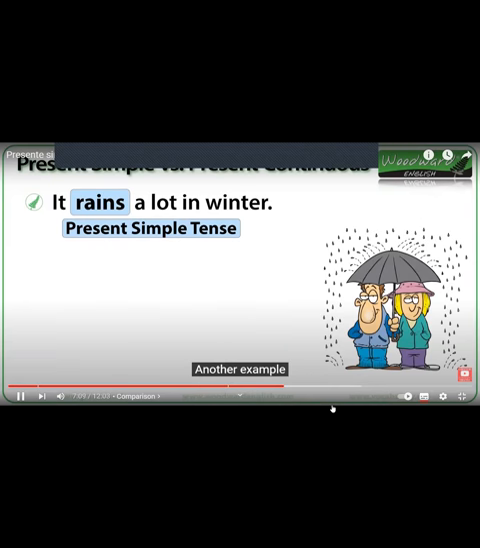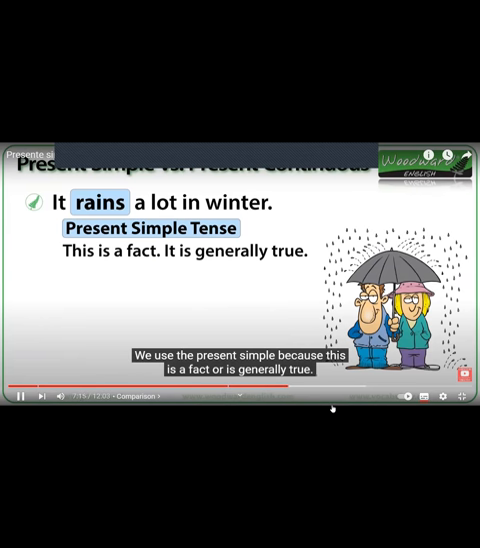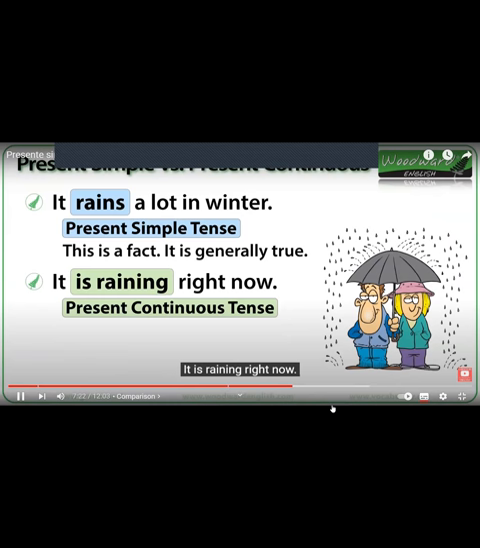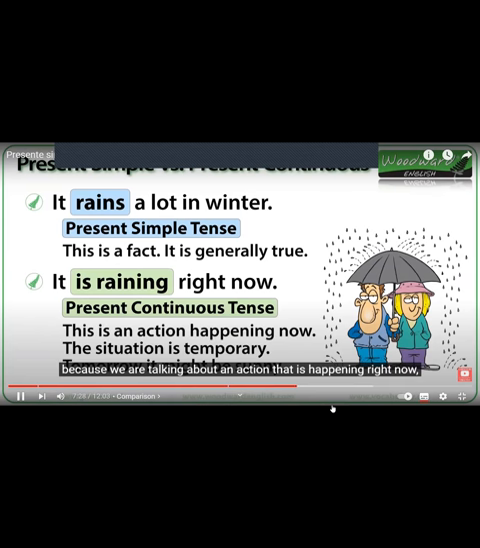Another example, it rains a lot in winter. We use the present simple because this is a fact or is generally true. It is raining right now. We use the present continuous because we are talking about an action that is happening right now. It is in progress. It will not continue forever. It is temporary. Tomorrow, it might be sunny.